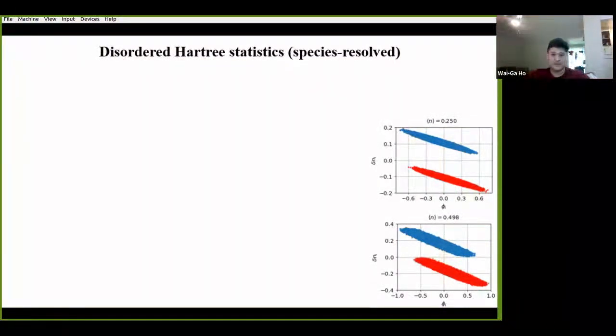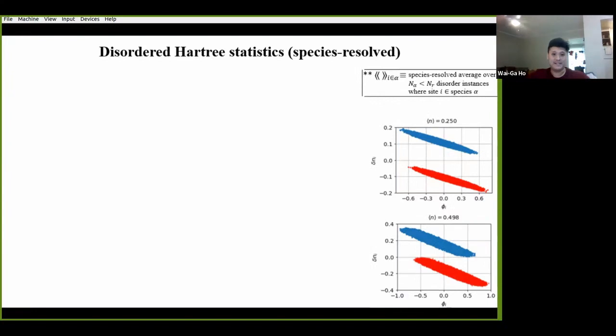All right, so separating things out by species now, we're going to have to define this new species-resolved average, where out of all disorder instances, we're only keeping the ones where site I has an impurity of species alpha sitting there. All right. Now, what do our impurity statistics look like?